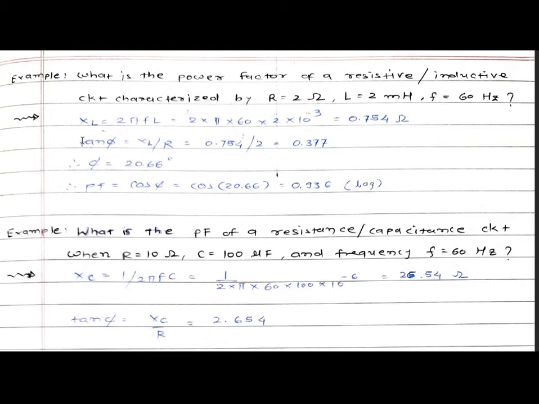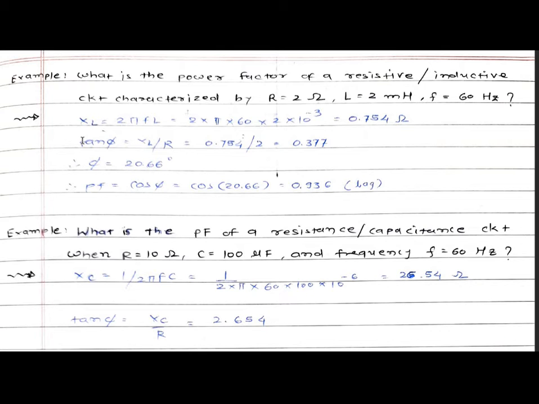Now tan phi is equal to XL by R. XL is equal to 0.754 and R is equal to 2. So 0.754 divided by 2 is equal to 0.377. So phi is equal to 20.66 degree.